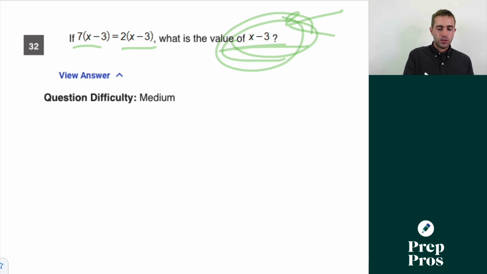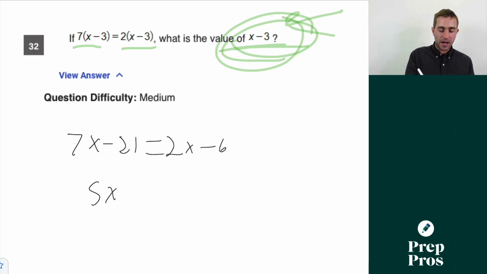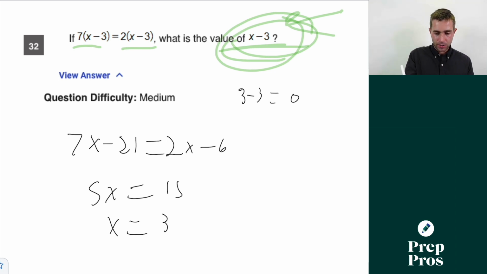All right, so 7 times x minus 3 is going to give us 7x minus 21 equals 2x minus 6. So this is going to give us 5x equals 15. So x equals 3. Well, therefore, 3 minus 3 is going to equal 0. So 0 is going to be our correct answer here.